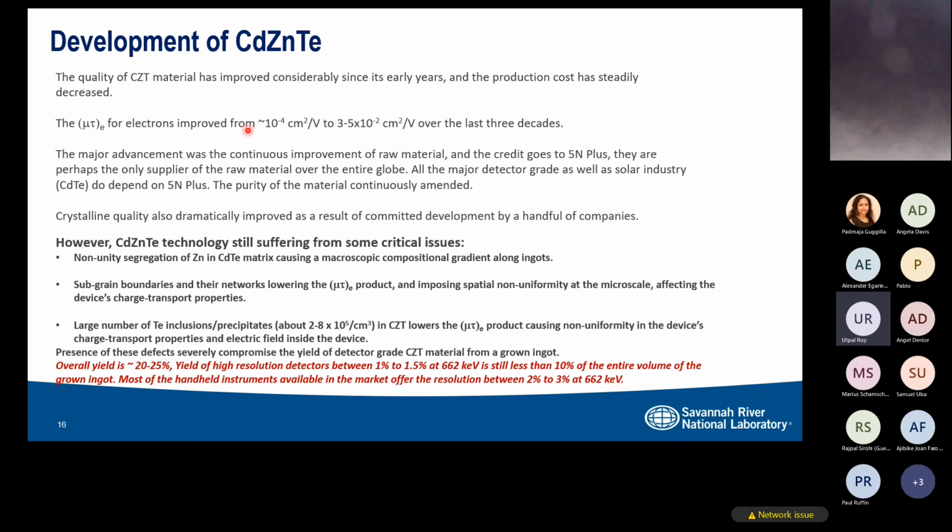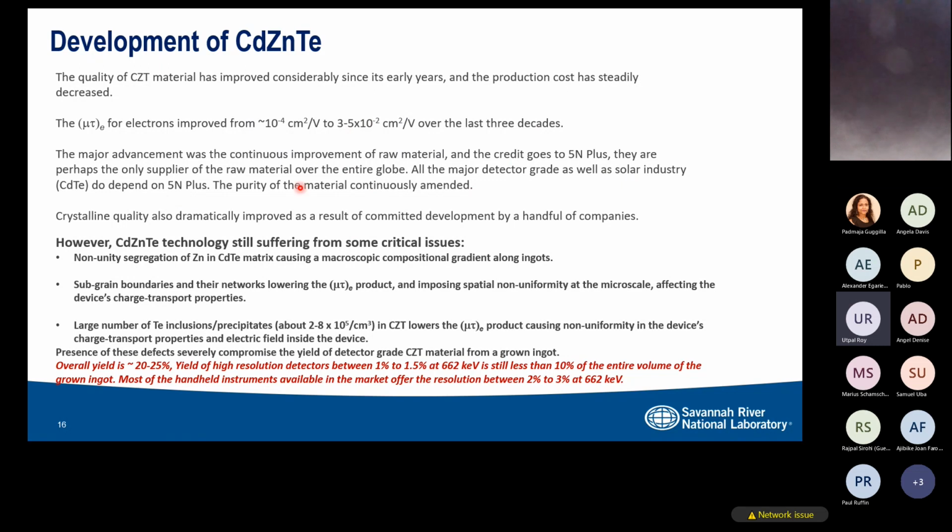So the mu tau, you can see, is almost 2 orders of magnitude higher today than it was 30 years back. And the major advantage of the material, or cadmium zinc telluride detectors, whatever you say, is basically because of the improvement of raw material. People do not acknowledge that. Most of the people say, oh, we have done good quality crystal and this, that. But basically, the advancement was mainly because of the raw material improvement.